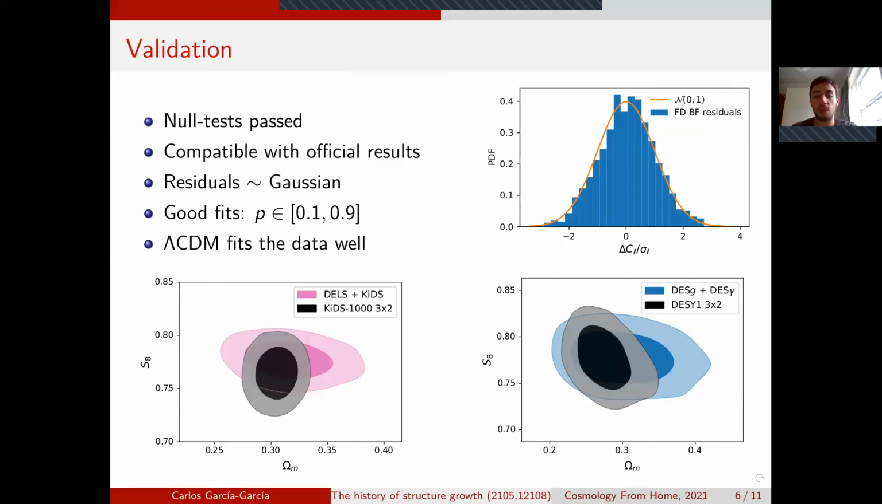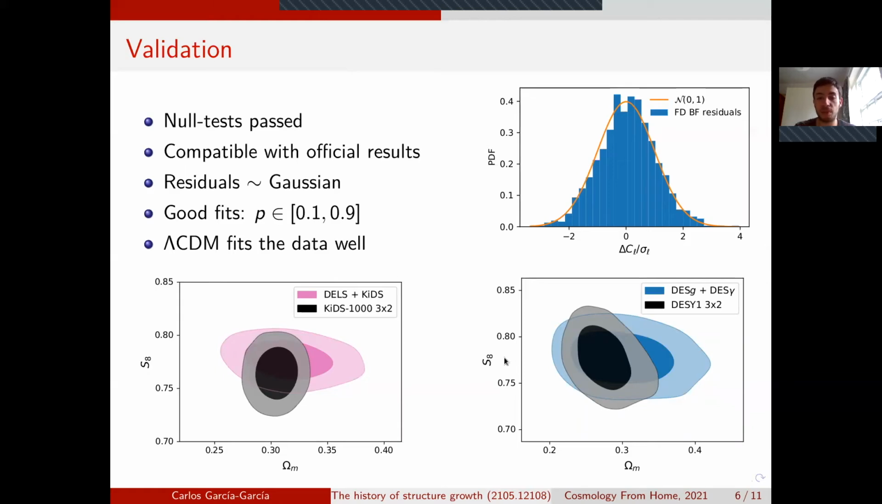So the first thing we have to do after producing all this data is validate that what we are obtaining makes sense. The first thing we did is to check that the B modes are compatible with zero. And that's true, the B modes are compatible with zero. Furthermore, we check that we find compatible results with those from the official papers.